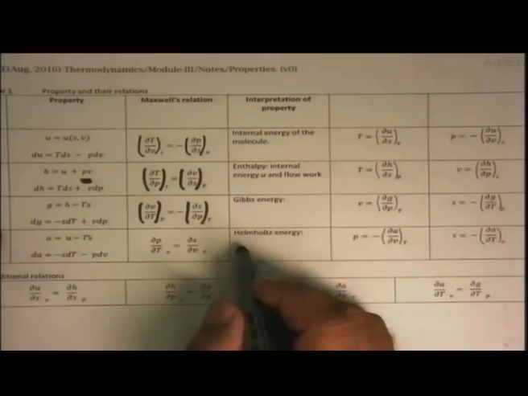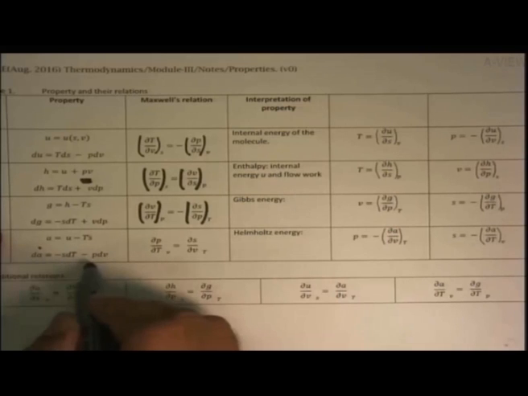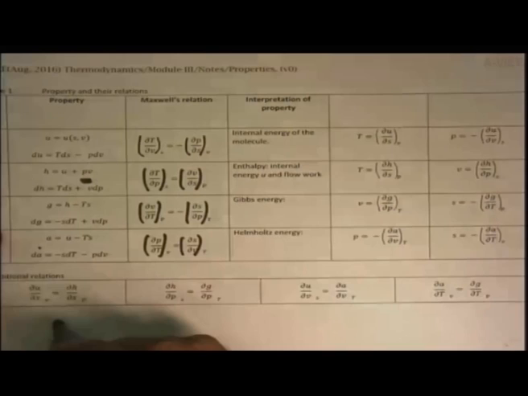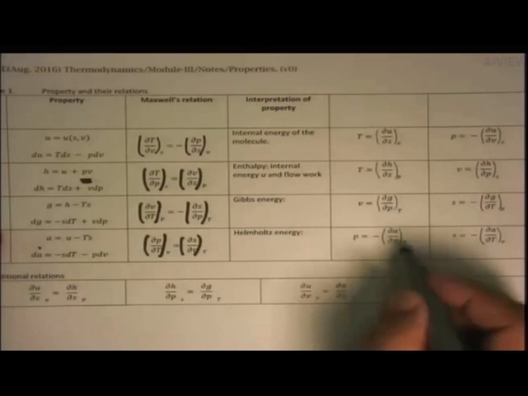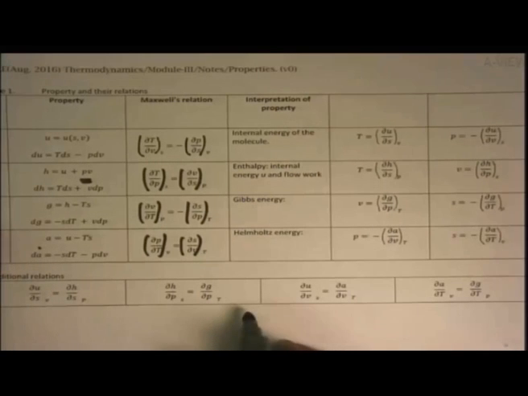And the last one is the Helmholtz energy, A equal to U minus TS, dA is minus S dT minus P dV, and you get these two differential equations. Pressure is minus dA/dV at constant temperature, and S is minus dA/dT at constant specific volume.